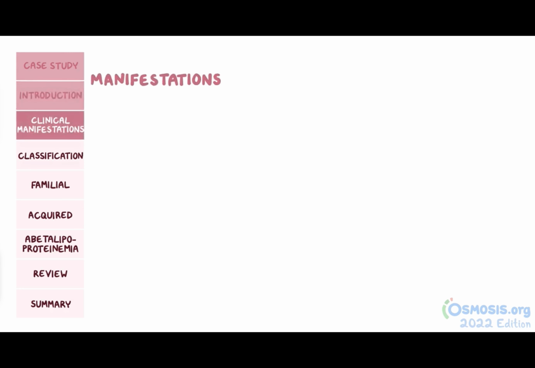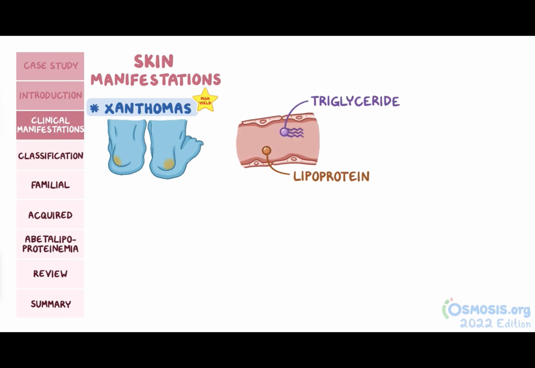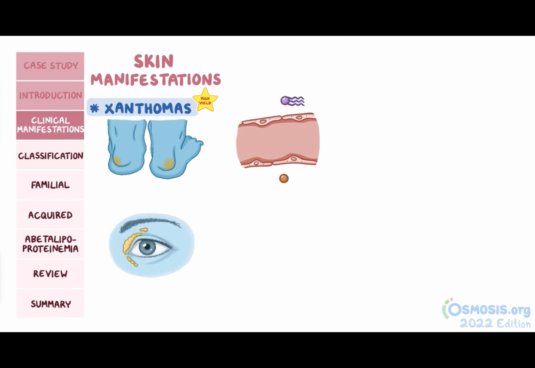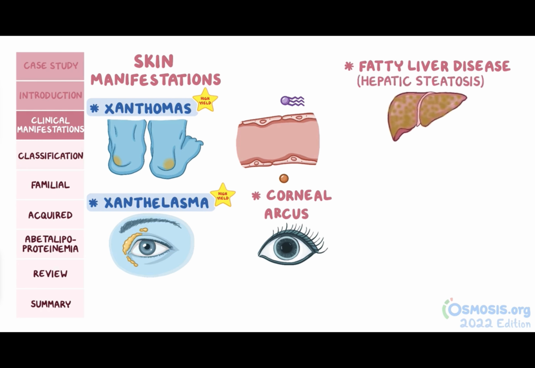Beginning from the outside, skin manifestations include xanthomas, which are deposits of fat under the skin and in the tendons. These occur when extremely high levels of lipoproteins or triglycerides in the blood leak out of the blood vessels. When these deposits occur around the eyelid, it gets a special name, xanthelasma. Speaking of the eyes, lipids can deposit around the cornea, creating a brown ring of fat called a corneal arcus. Lipid deposition in the liver can cause fatty liver disease, also called hepatic steatosis.